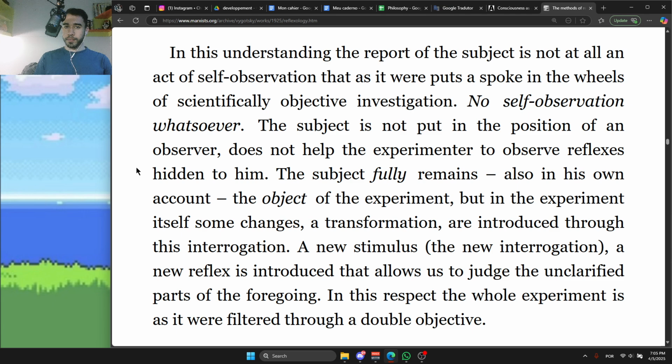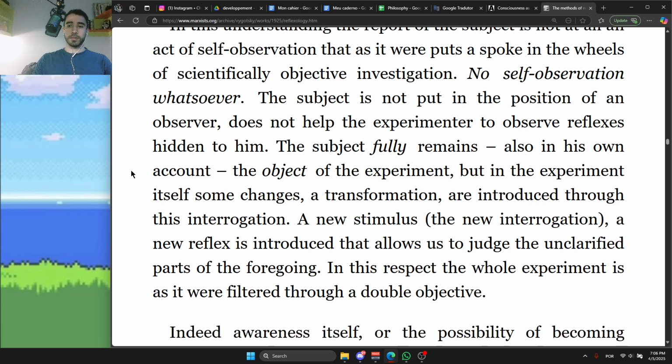In this understanding, the report of the subject is not at all an act of self-observation that would put a spoke in the wheels of scientifically objective investigation. No self-observation whatsoever. The subject is not put in the position of an observer, and does not help the experimenter to observe reflexes hidden to him. The subject fully remains, also in his own account, the object of the experiment, but in the experiment itself some change, a transformation, is introduced through this interrogation. A new stimulus, the new interrogation. A new reflex is introduced that allows us to judge the unclarified parts of the foregoing. In this respect, the whole experiment is as it were filtered through a double objective.